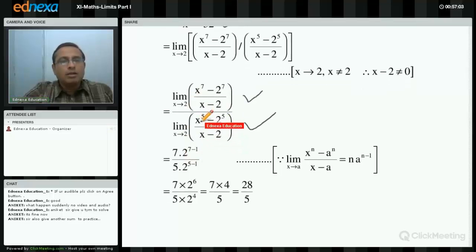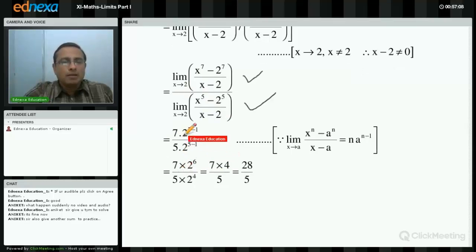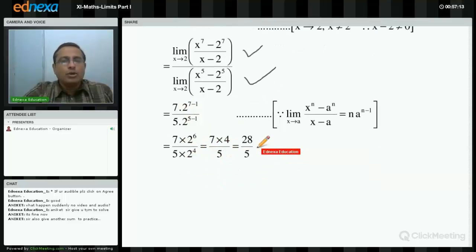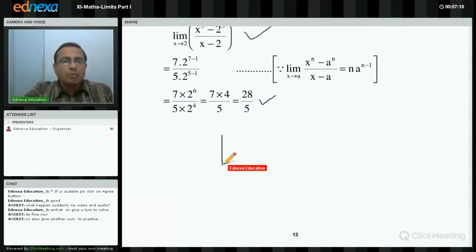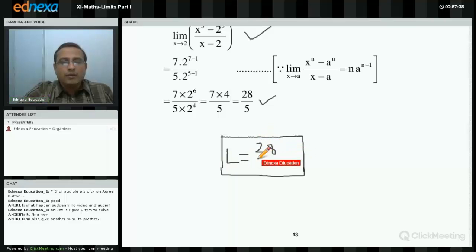Same is for the denominator. Here the index is 5. So 5 into 2 raised to 5 minus 1, that is 7 into 2 raised to 6 upon 5 into 2 raised to 4. On simplification, you get the final answer as what? 28 upon 5. You may convert it into decimals as it is not recurring, it is terminating. So 5.6 can be your answer, or you can write the answer in that form. Here I will write it as 28 divided by 5. I hope that you have understood the solution.